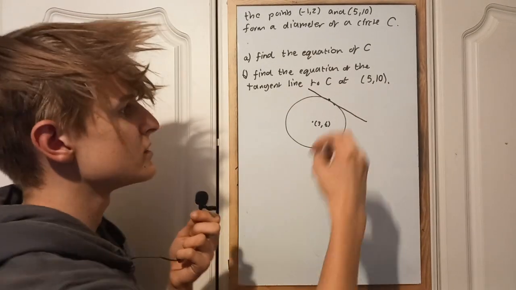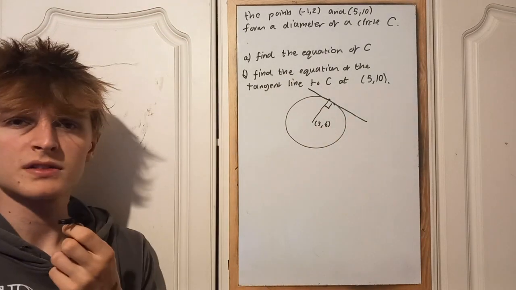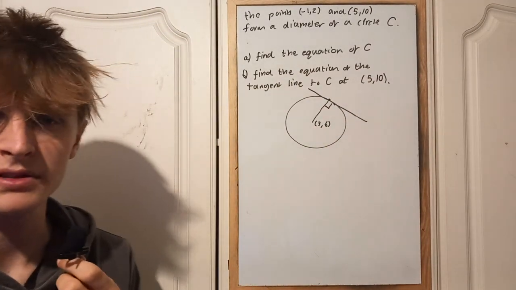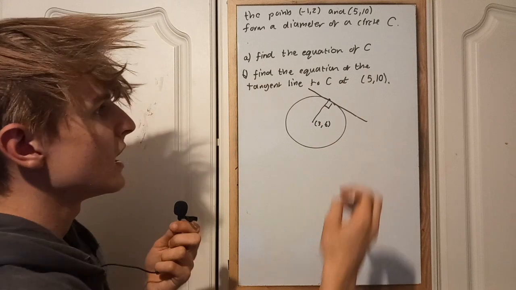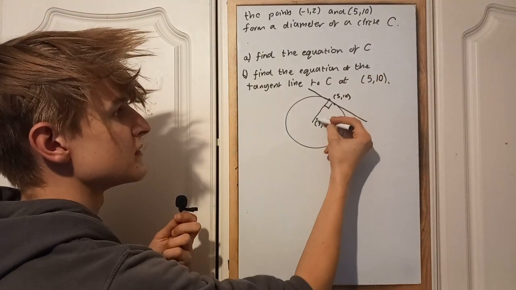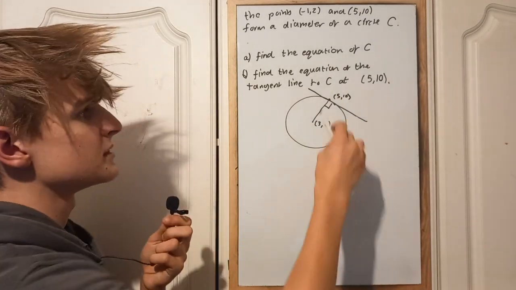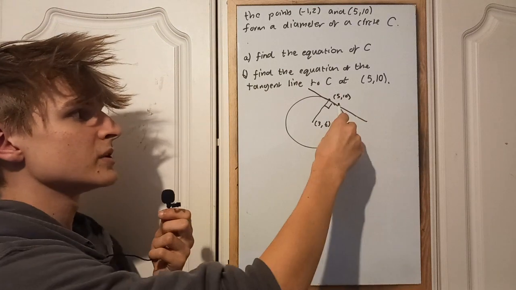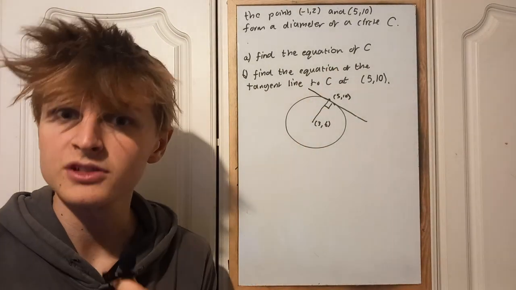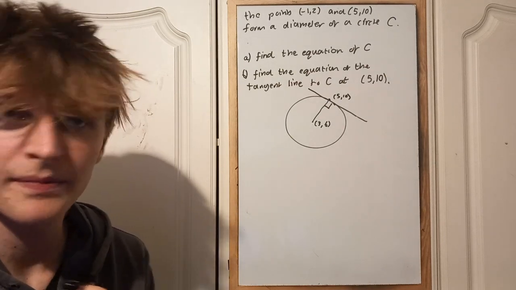Recall that if we draw the radius out here, then by definition, the radius and the tangent line will be perpendicular to each other. Since we also know this point is (5, 10), we can calculate the gradient of this line and then use the relationship between perpendicular gradients to get the gradient of the tangent line. Then we can plug in (5, 10) and get the equation of it, and we'll be very, very happy with ourselves. Okay, so let's do it.